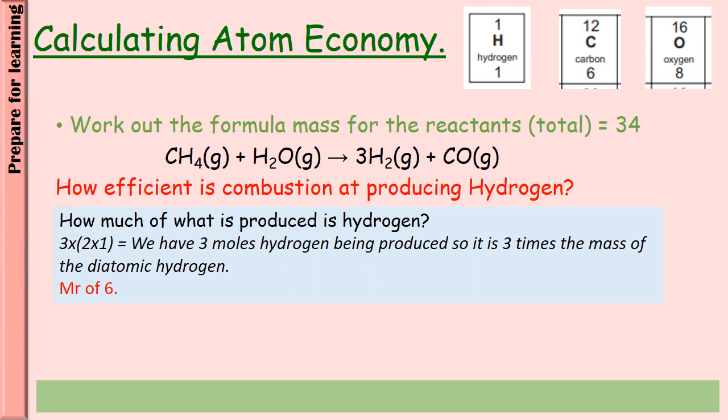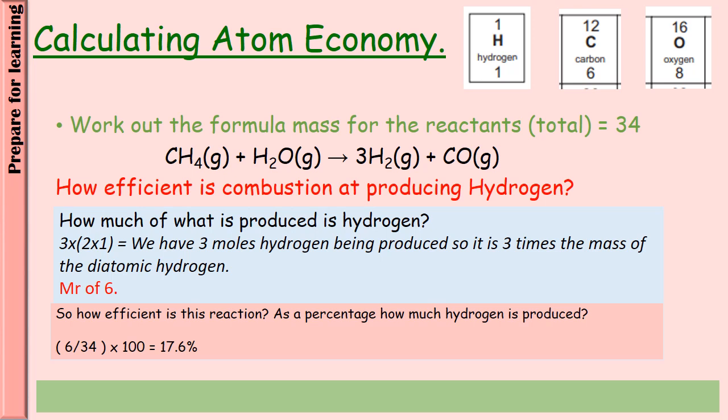So we know how much hydrogen is produced, we know how much we had of reactants. What is that as a percentage? How efficient is this? If we want a percentage, we take the MR of what we're interested in, divide it by the MR of the reactants, and times by 100, and that gives us 17.6%.